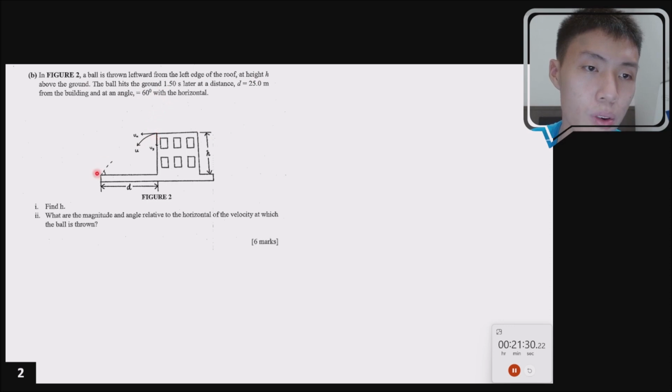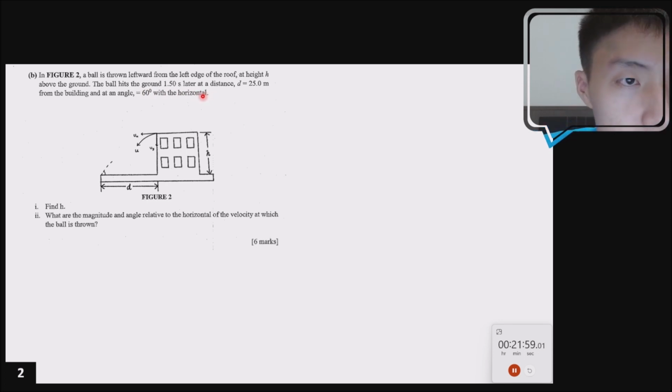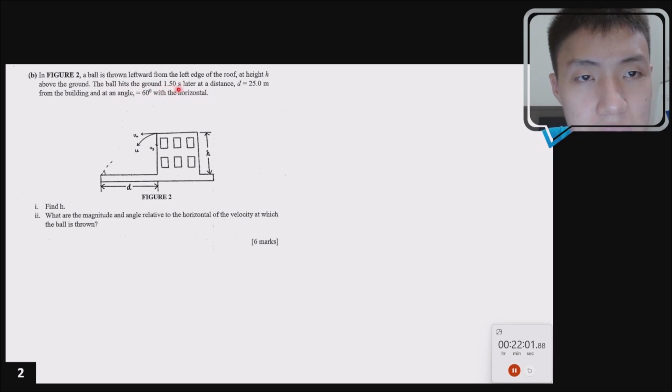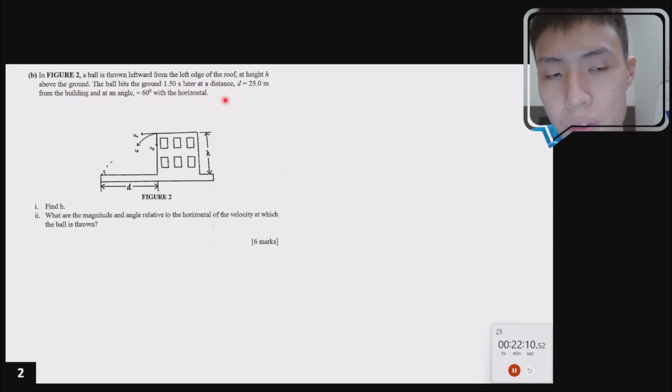The ball hits the ground 1.5 seconds later. So I assume the ball will go from here to here within 1.5 seconds. Then the distance d is equals to 25 meters from the building. So from here to here is 25 meters. So the displacement in the x direction will be negative 25 meters. Okay, and at an angle of 60 degrees with the horizontal. Okay, this 60 degrees where? The ball hits the ground 1.5 seconds later at a distance of 25 meters from the building at an angle of 60 degrees with the horizontal.